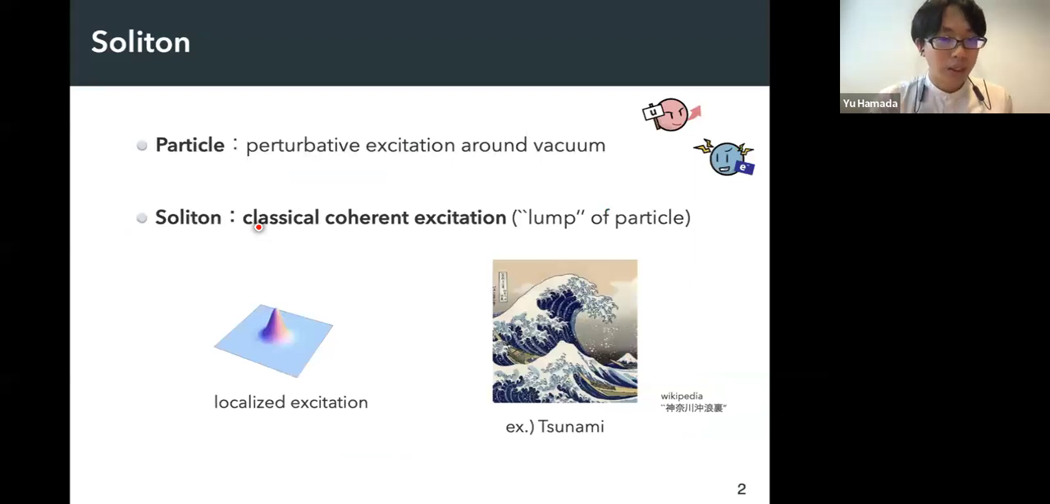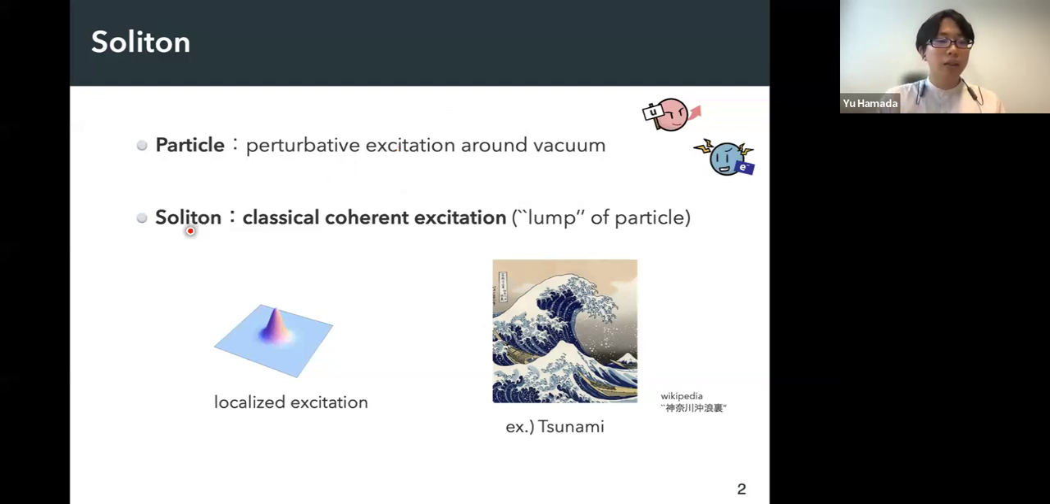So first of all, let me start with a brief explanation about solitons. What is a soliton? When we start to study quantum field theory, for example with Peskin's textbook, we learn that a particle is described by a perturbative excitation of the vacuum. When we act the creation operator on the vacuum, we get a perturbative excitation, which corresponds to the particle.